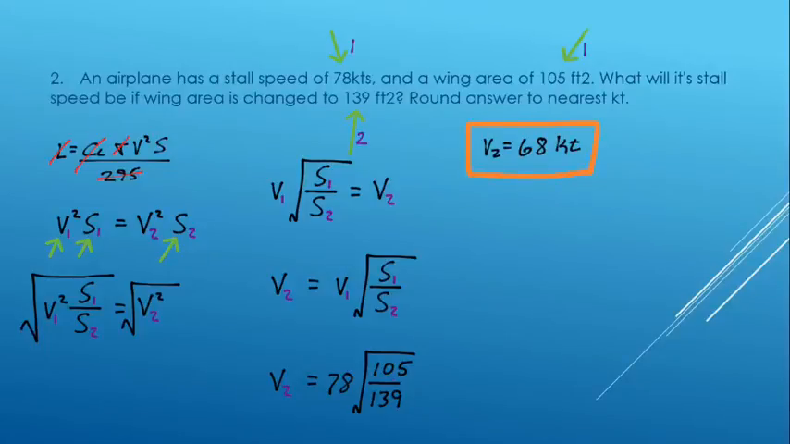And that is consistent. If I go from a smaller wing area to a larger wing area, I would expect the stall speed to go down. And so we went from 78 knots to 68 knots. So that is consistent with what would be reasonable to expect out of the problem.